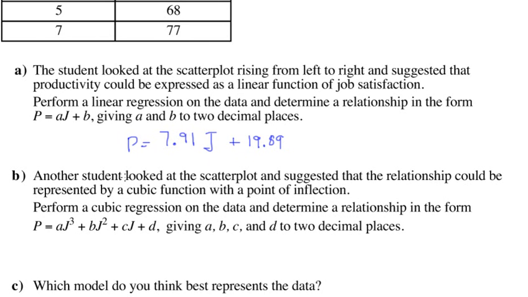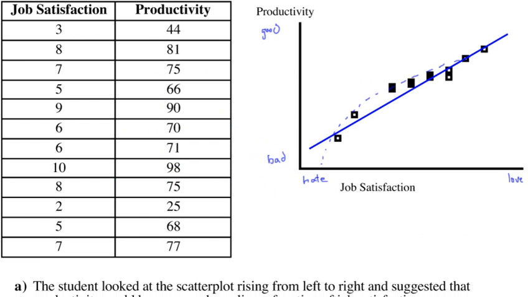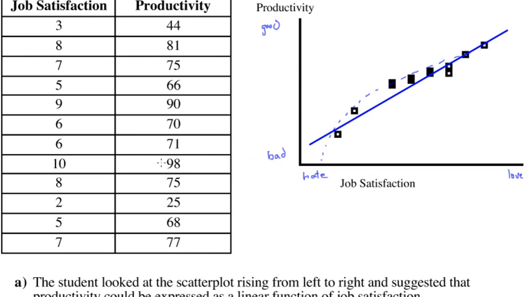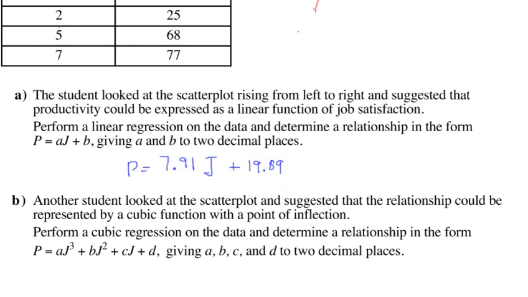Another student looked at the scatter plot and suggested the relation could be represented by a cubic function with a point of inflection. Yeah, maybe. You could have a shape that goes cubic like that, flattens out. The trouble is it's going to want to rise very sharply at the end. But, I don't know, maybe people who are deliriously happy at their jobs do have insane productivity. We'll see. They want us to try that too. So now with this same data, do a cubic regression and see what it suggests.